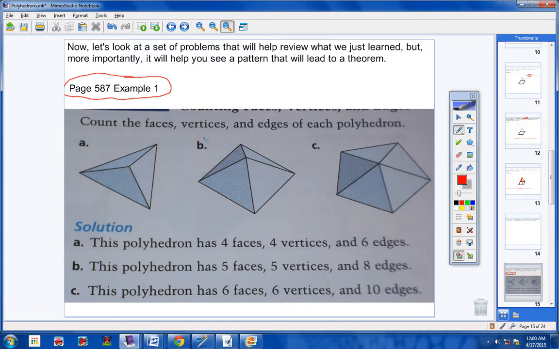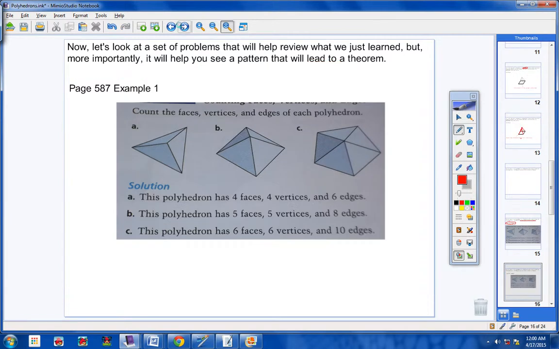I told you guys we were doing this set of problems right here to review, but also to help us see a pattern that will lead to a theorem. Okay? So, taking a look at this right here, let's see if we can figure out the pattern.